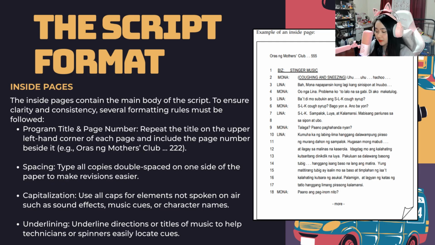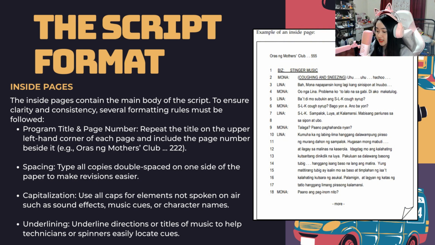Next, the inside pages. Inside pages contain the main body of the script. The module emphasizes several rules for formatting and clarity. First, repeat the program title on the upper left-hand corner of each page. Next, include the page number right after the title, separated by a couple of dashes or dots. Type all copies double-spaced using only one side of the paper. Double spacing makes the script easier to read and revise.